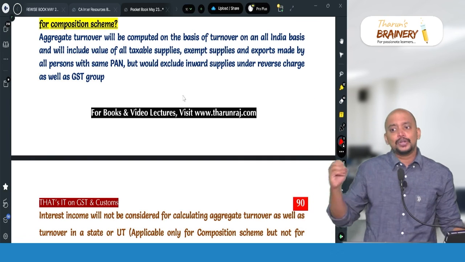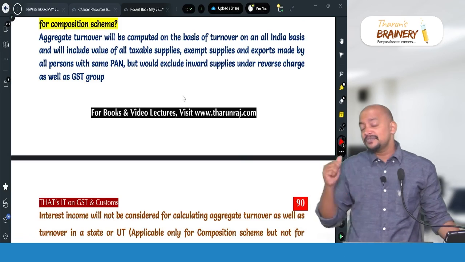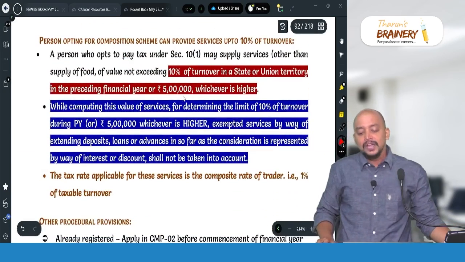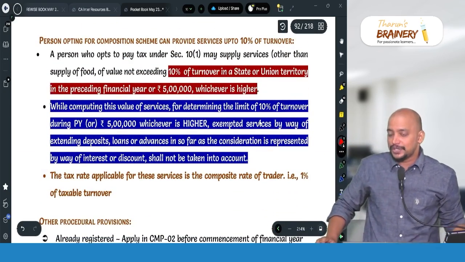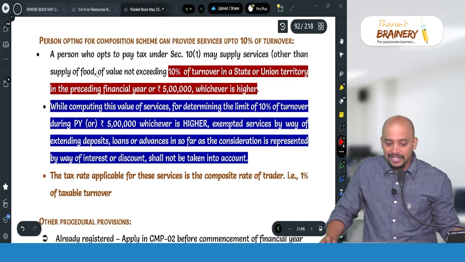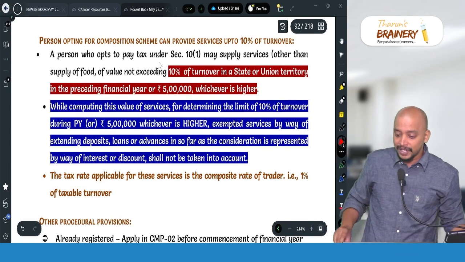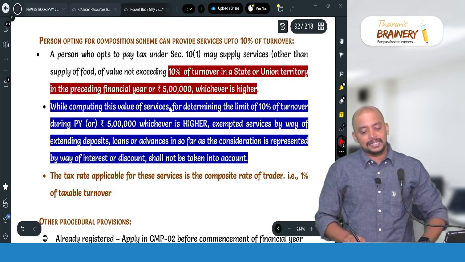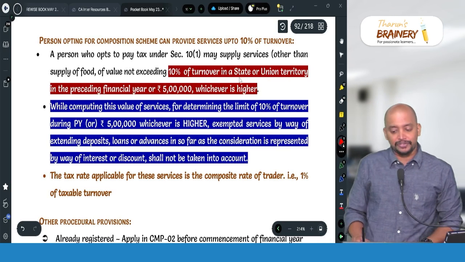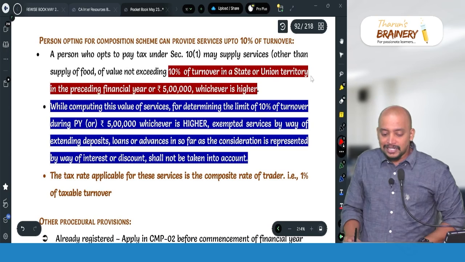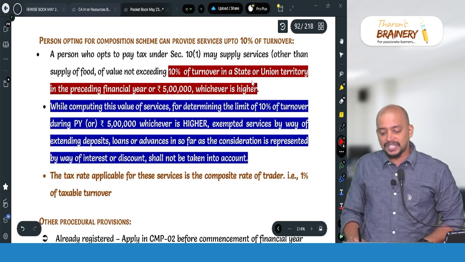Aggregate turnover, turnover in a state or union territory. Where do we use turnover in a state or union territory? While computing this 10% limit, we use the term turnover in a state or union territory. A person who opts to pay tax under 10(1) may supply services other than supply of food not exceeding 10% of turnover in a state or union territory in the preceding year or 5 lakhs, whichever is higher.